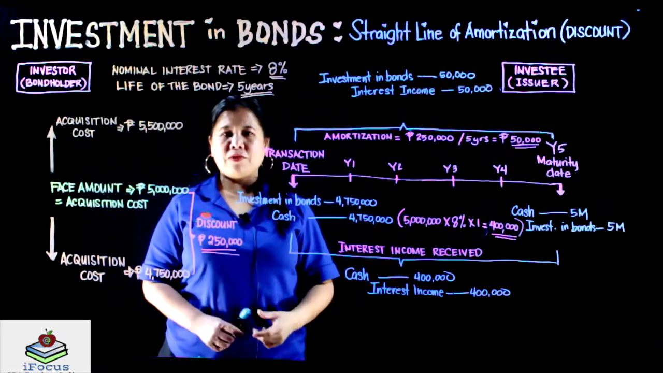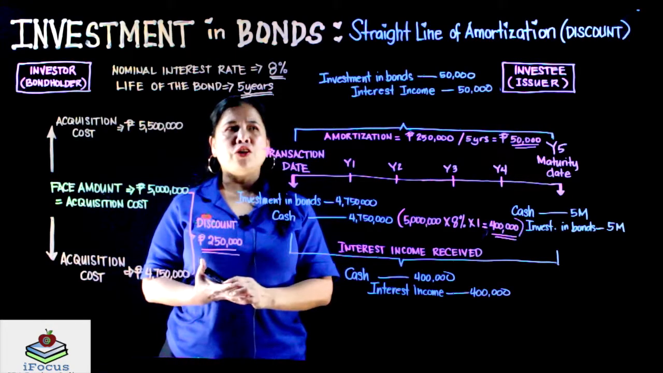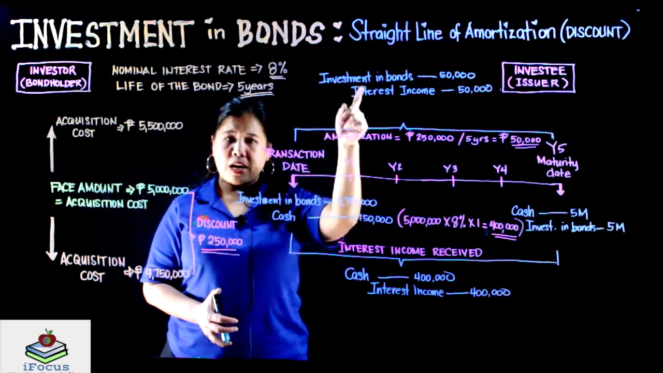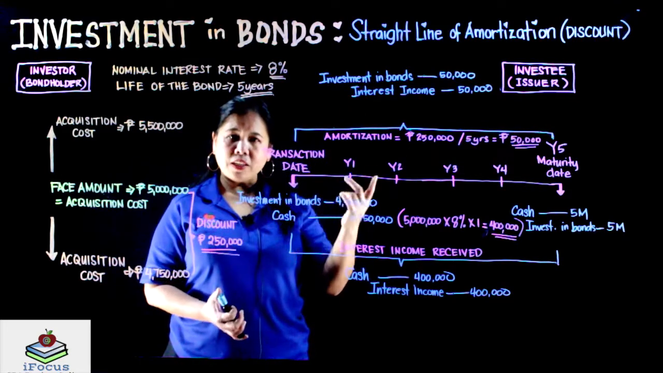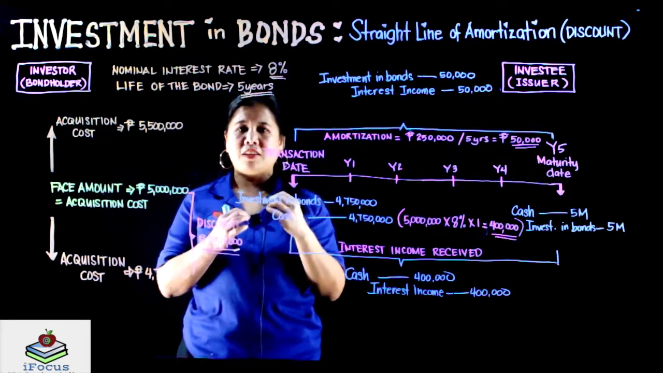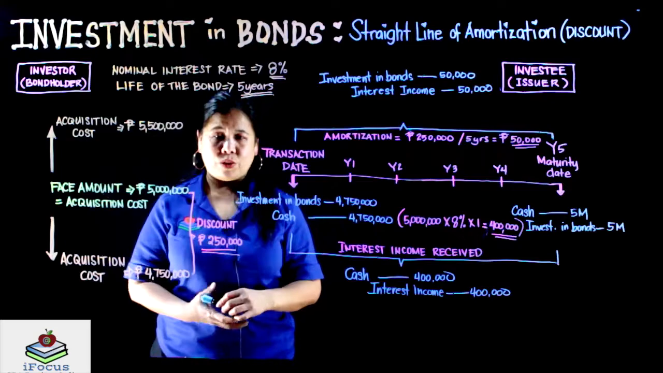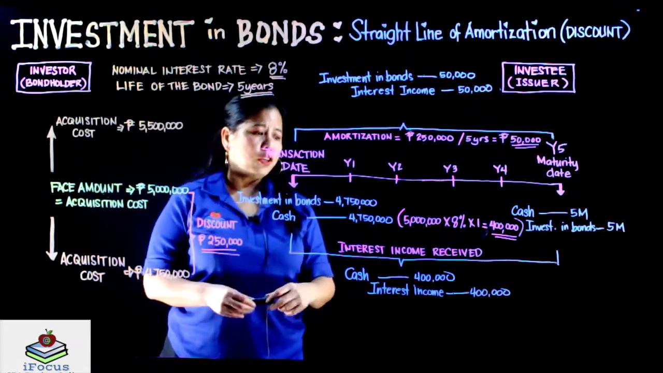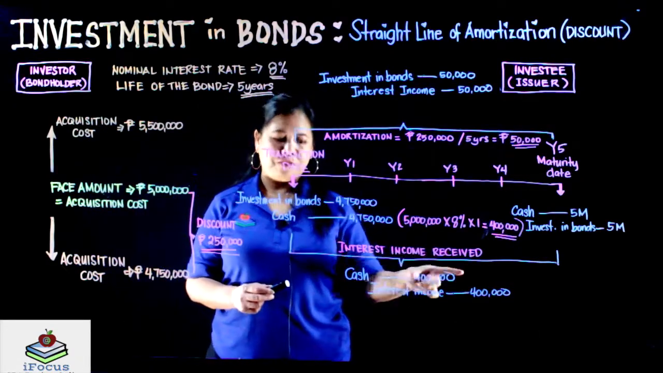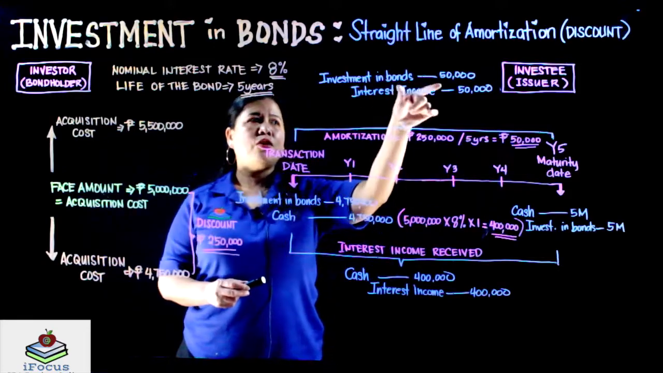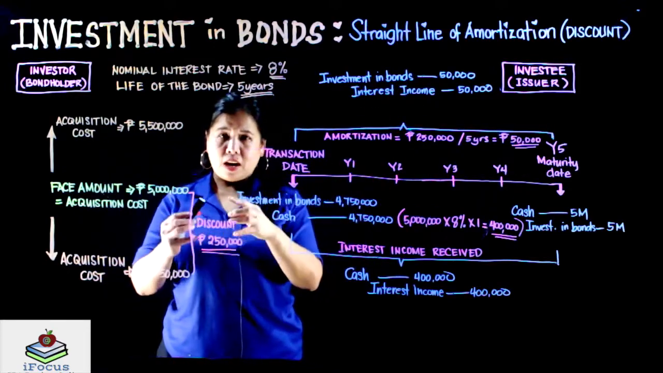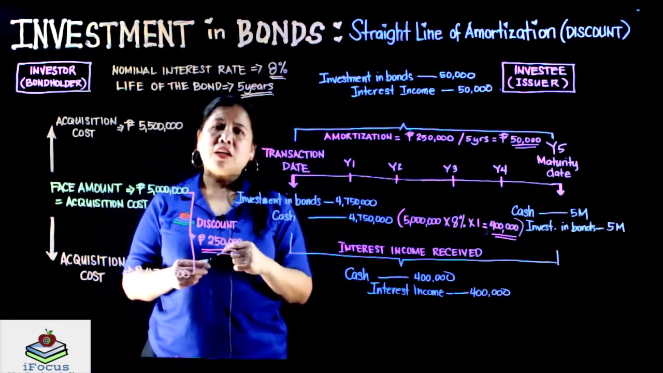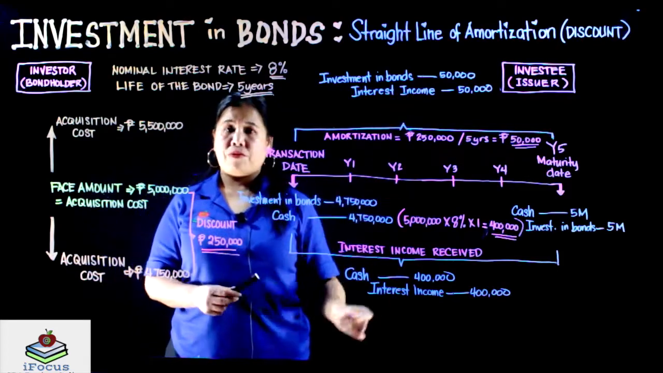So, kapag nag-debit ka ng investment in bonds, nagdadagdag ka, you are adding the amount of the amortization of the discount to the account investment in bonds. Kapag nag-credit ka ng interest income, ang ibig sabihin, dinadagdagan mo yung interest income ni investor. Therefore, ang interest income earned ni investor ay yung interest income na ni-receive niya na 400,000 plus yung amortization ng kanyang discount, ng kanyang gain na 50,000. So, all in all, ang kanyang interest income earned is 450,000.